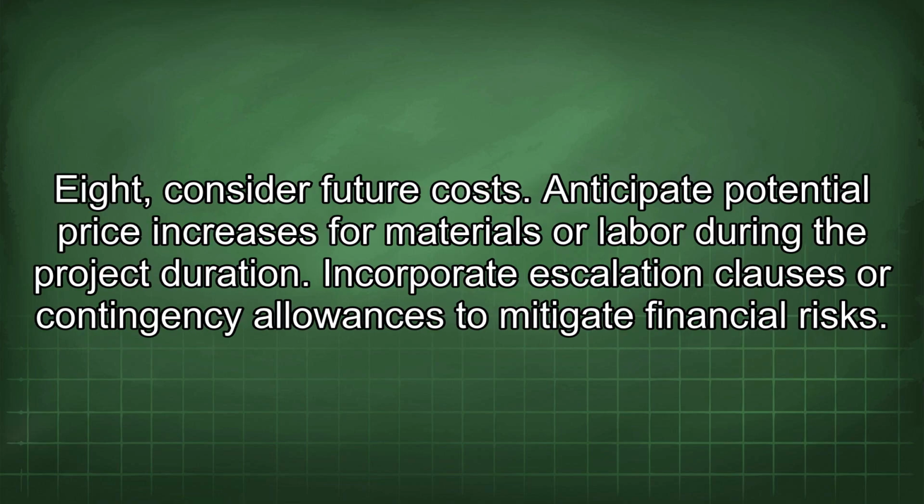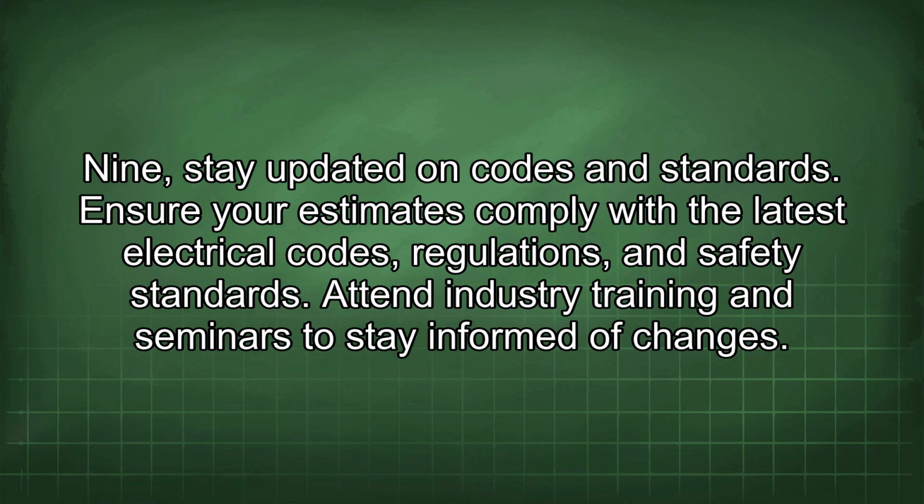8. Consider future costs. Anticipate potential price increases for materials or labor during the project duration. Incorporate escalation clauses or contingency allowances to mitigate financial risks. 9. Stay updated on codes and standards. Ensure your estimates comply with the latest electrical codes, regulations, and safety standards. Attend industry training and seminars to stay informed of changes.